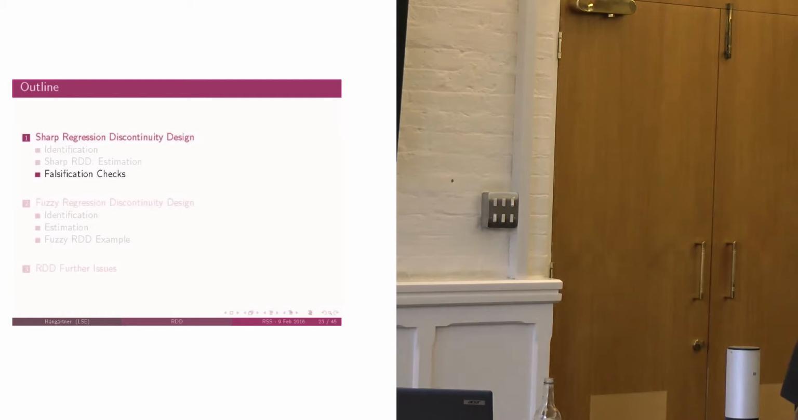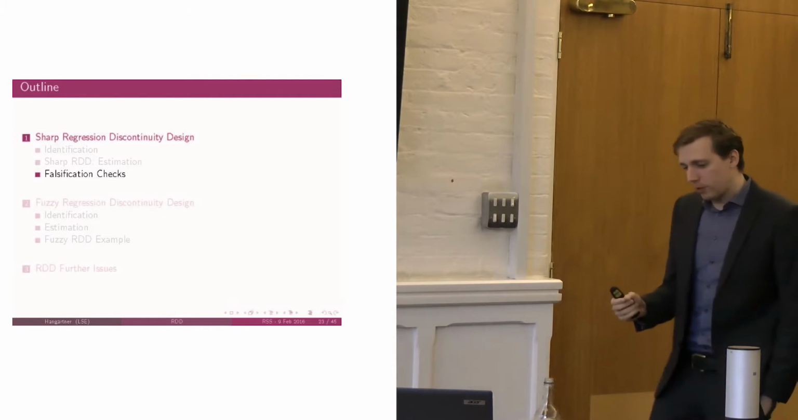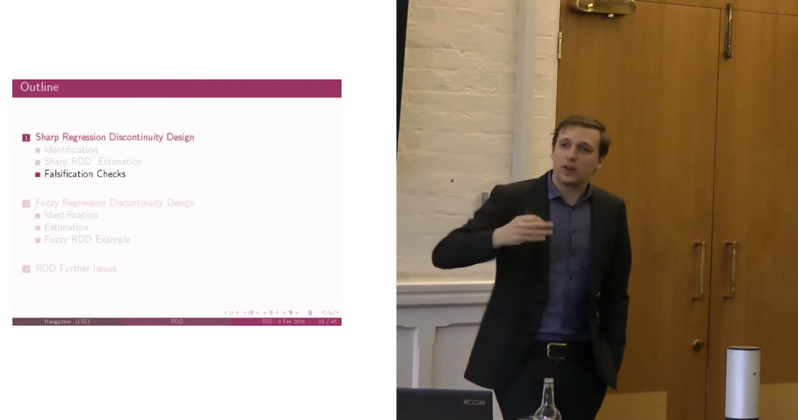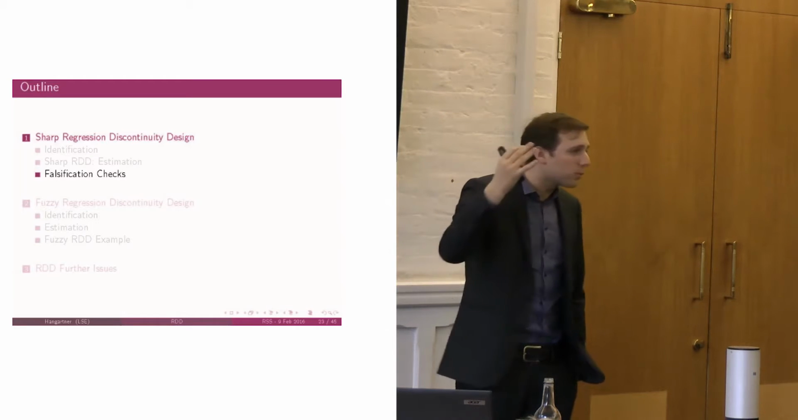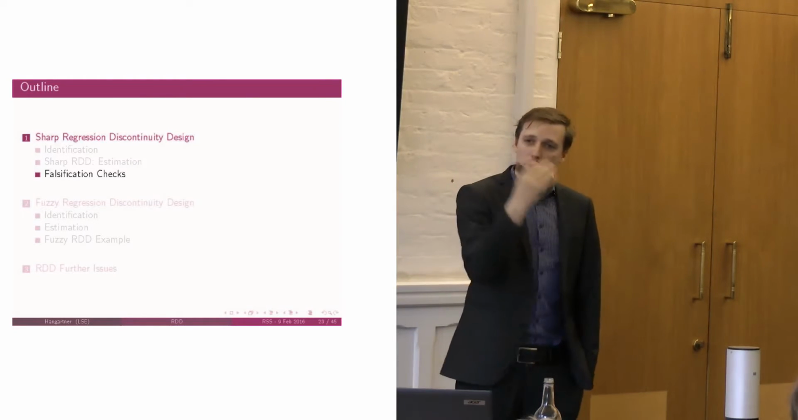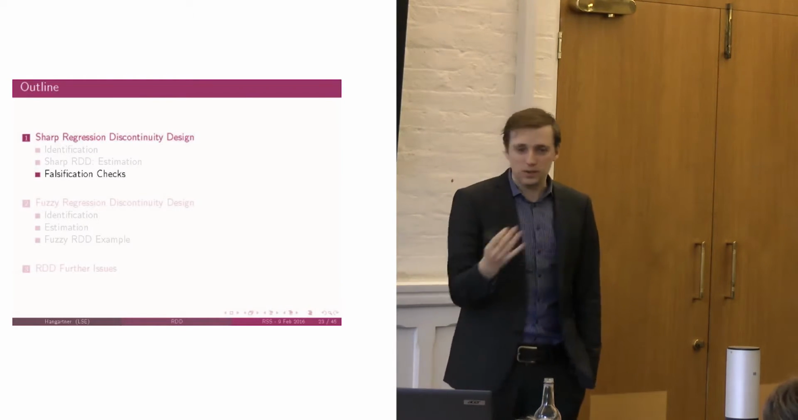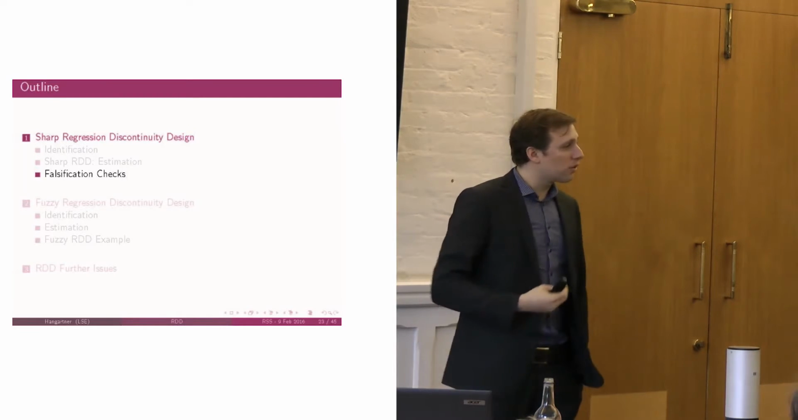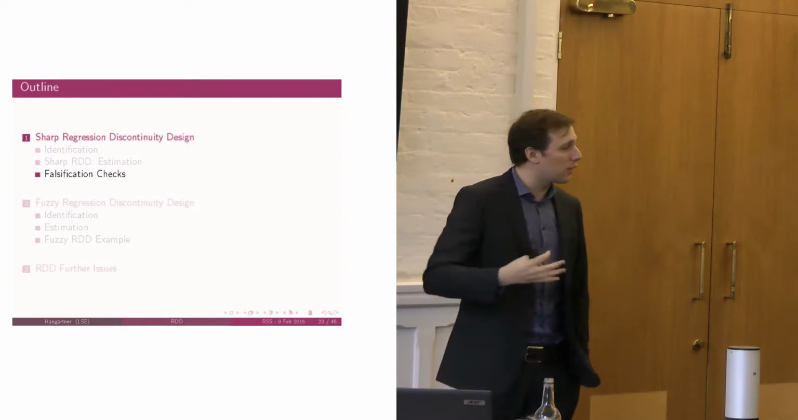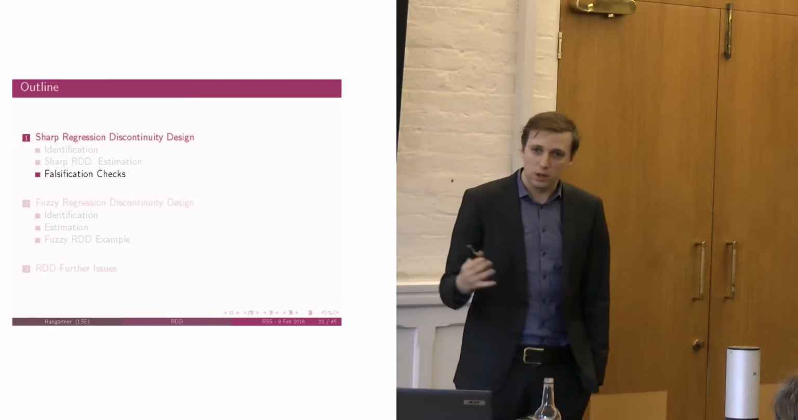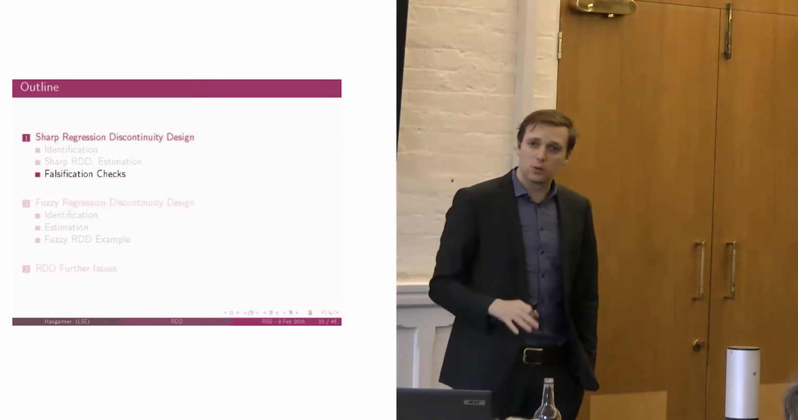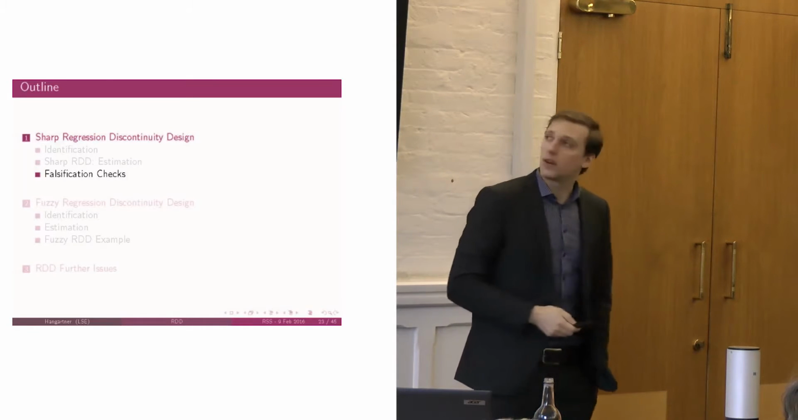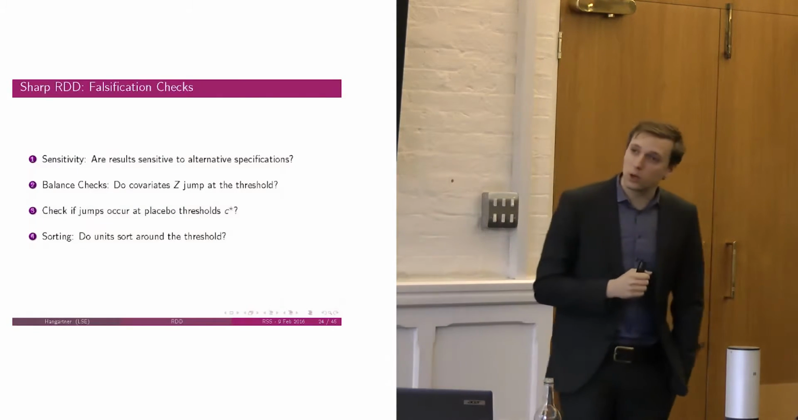So fortunately, there are more things that you can do. As I said before, we are never able to directly test the smoothness assumption at the threshold, right? We do not observe the potential outcome under control for the treated units and vice versa, right? But there are, of course, many implications, indirect tests of that assumption. And I think the strength of the RDD is that it allows us to do these indirect tests, okay? So here's just an overview.